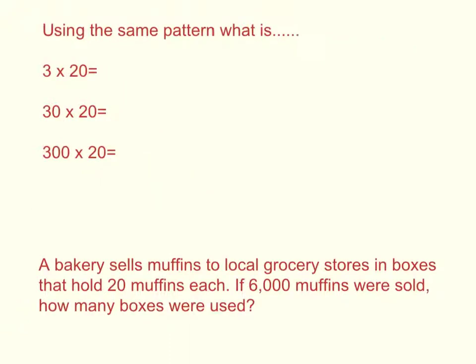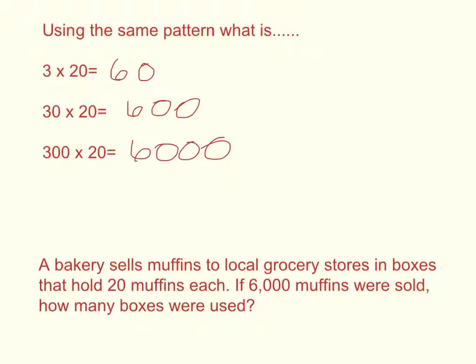So if we're using that same pattern, 3 times 20 then would be 60. 30 times 20, we're increasing by 10, would be 600. And 300 times 20 would be 6,000. Okay? Let's take a look at these problems here that we have in this area, and we can solve our problem. See if some of these can help us.